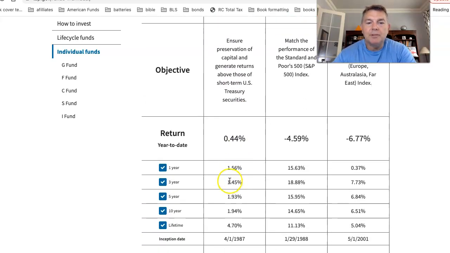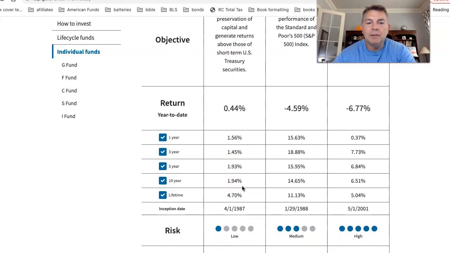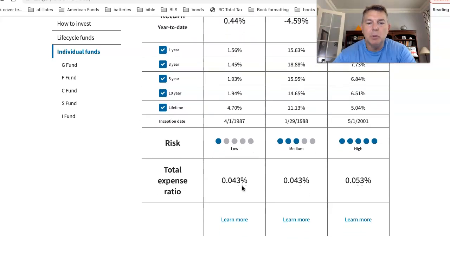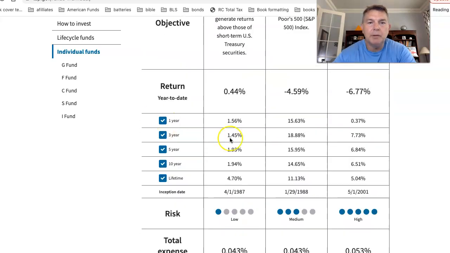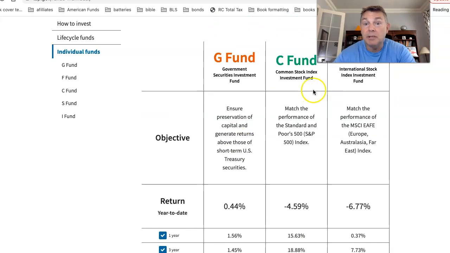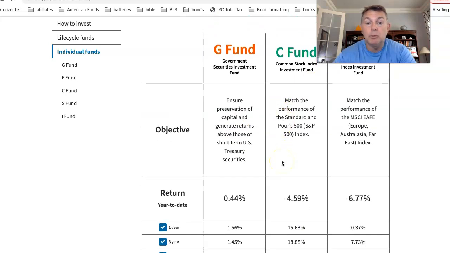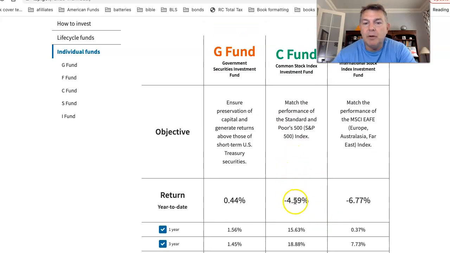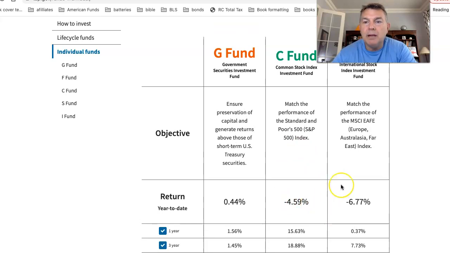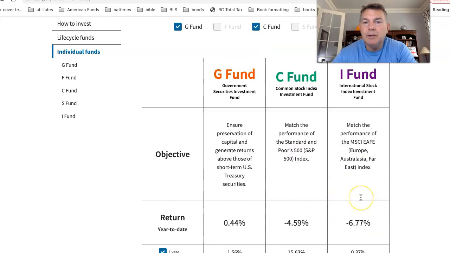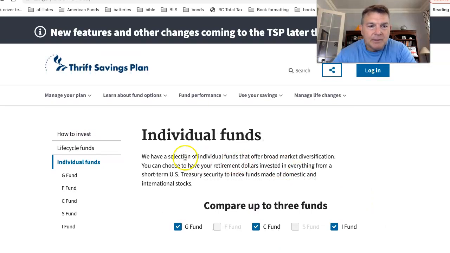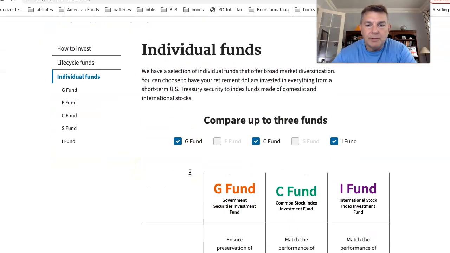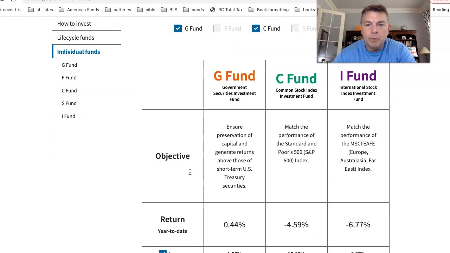1 year, 1.56, 3, 1.45. You can see right there. I don't actually know what the G Fund is yielding. Maybe if my man Chris Barfield's here or somebody could tell me what it's yielding. Frankly, I don't really care that much because it ain't yielding much. That's not the point. Here's the C Fund, which is the S&P 500, down 4.59. Here's the I Fund, the International Fund. What is this data? I thought it was as of March 31st. But let's see. So it says G Fund is up 0.44.